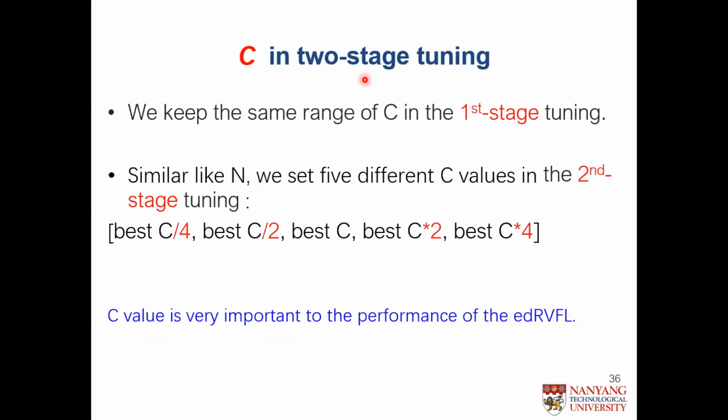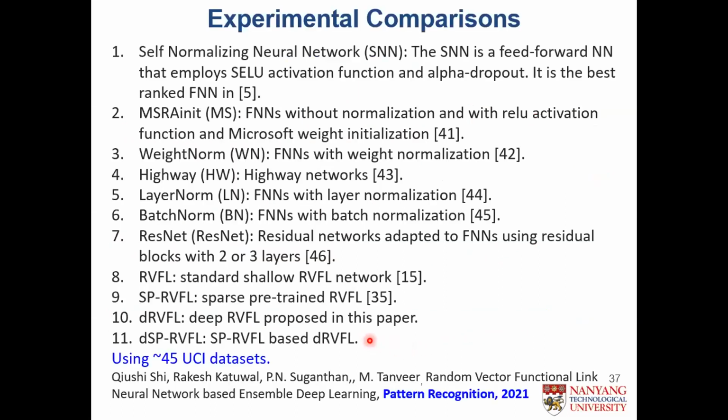The tuning of C is also pretty much the same. We select a C value in a coarse manner in the first stage. And then in the second stage, we do a fine search: the best C value divided by 4, best C value divided by 2, multiplied by 2, multiplied by 4, and so on. So it is a coarse to fine search strategy. What we found was that the C value is very important to the performance of ED-RVFL. So the tuning of C is very important.